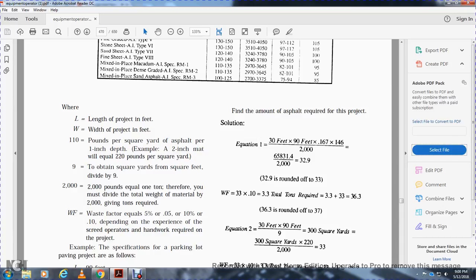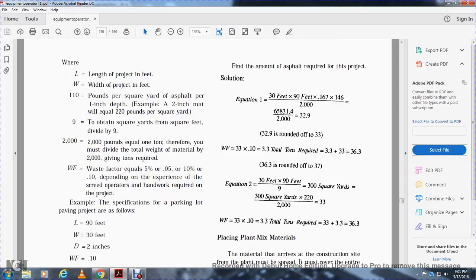All right, length and width of the project in feet, 110 pounds of asphalt per square yard per 1 inch depth. A 2-inch mat equals 220 pounds per square yard. To obtain square yards from square feet, divide by 9. 2,000 pounds equals 1 ton, therefore you must divide the total weight of material by 2,000, giving the tons required. Waste factor equals 5% or 10%, depending on the experience of the screed operator and the handwork required on the project.